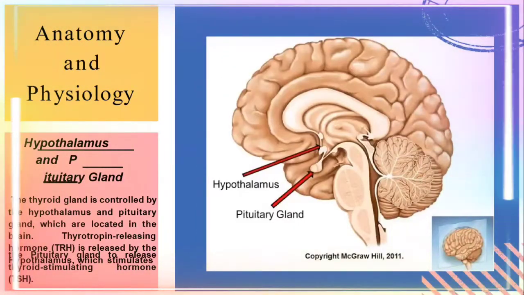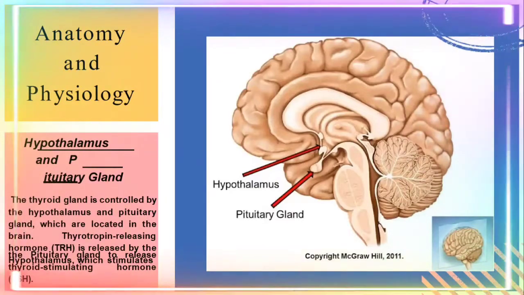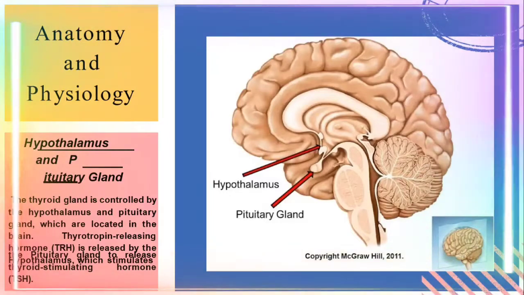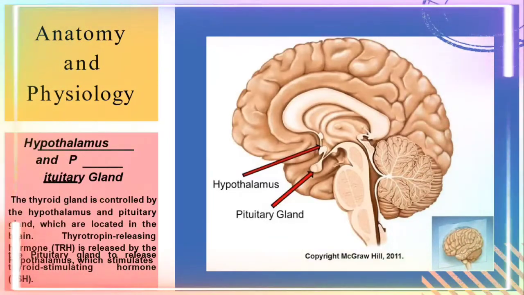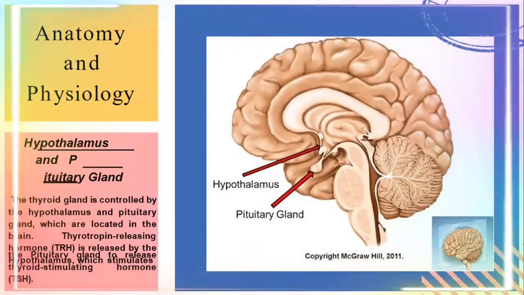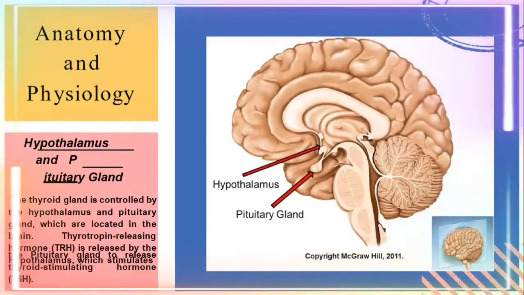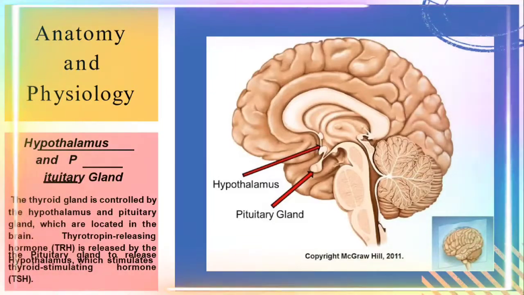For the hypothalamus and pituitary gland. The thyroid gland is controlled by the hypothalamus and pituitary gland, which are located in the brain. The thyrotropin-releasing hormone, or the TRH, is released by the hypothalamus, which stimulates the pituitary gland to release the thyroid-stimulating hormone, or the TSH. Next.